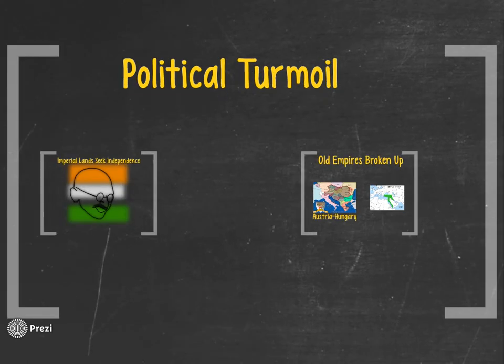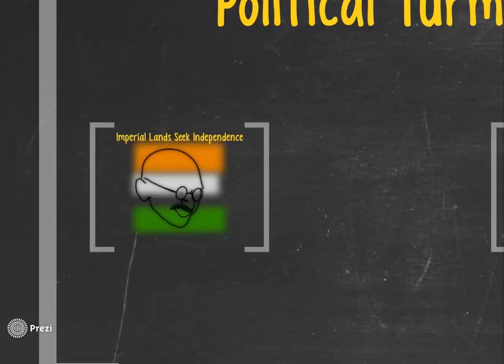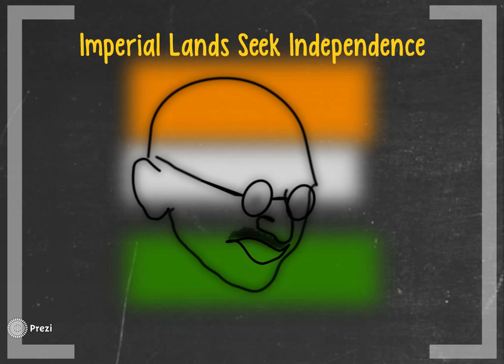The first contributor was something called political turmoil. And by turmoil, I just mean upheaval. Like things are messed up. And in this case, we're looking at it from a political standpoint, and there were two aspects of this. First of all, we spent a lot of time last semester talking about imperialism.